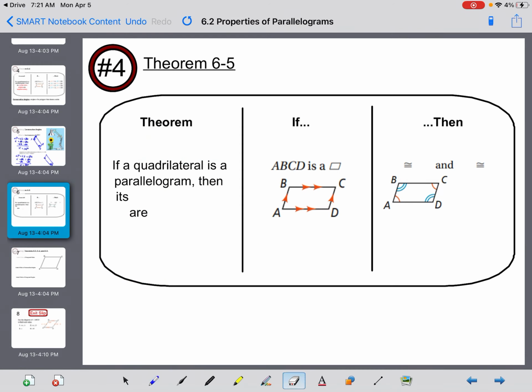Okay. Your last theorem for today is if a quadrilateral is a parallelogram, then its opposite angles are congruent. So if you have your parallelogram, that means angle A is congruent to angle C. Notice they did it in orange. And angle B is congruent to angle D. They showed that with congruency in blue.